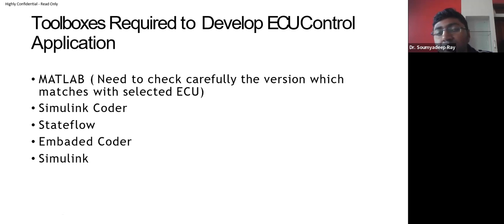So just type ver in your MATLAB window, and you can see what different things are installed in your MATLAB. Basically, applications are installed. I need only 5. So I have done my cost cutting, and my manager is happy. Like that you have to do. You can go to your supervisor and say, okay sir or ma'am, I need only these 5 things, not very costly. So yes, you need Simulink Coder, Stateflow, Embedded Coder and Simulink. These are the 4 things you need as toolboxes in your MATLAB.